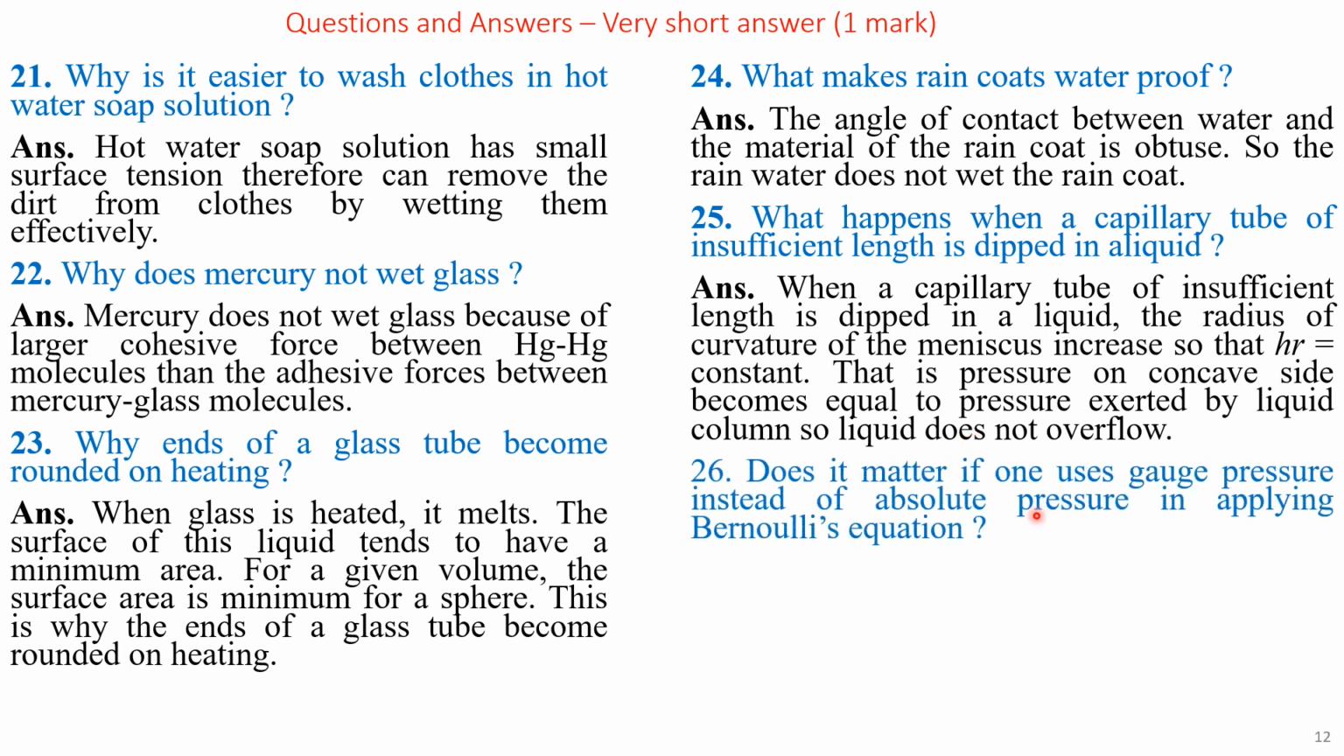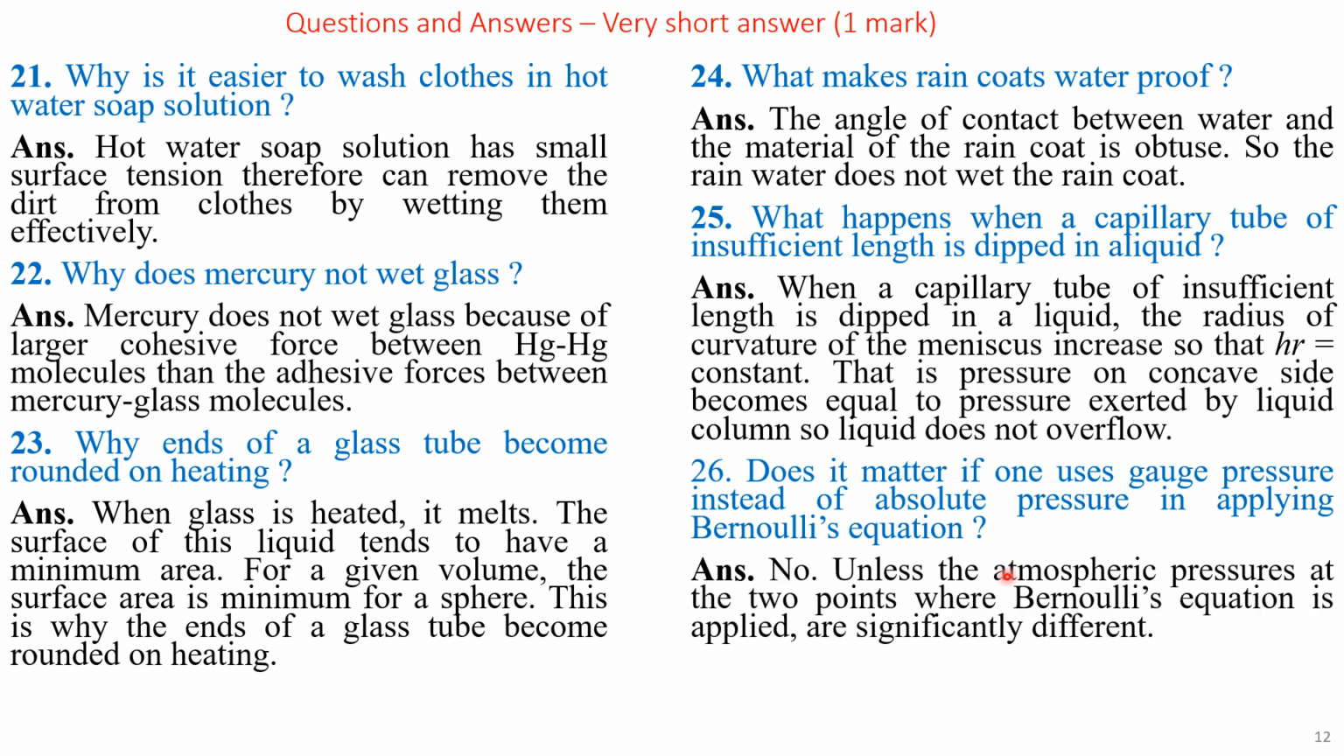Does it matter if one uses the gauge pressure instead of absolute pressure in applying Bernoulli's equation? No, unless the atmospheric pressures at the 2 points where Bernoulli's equation is applied are significantly different.